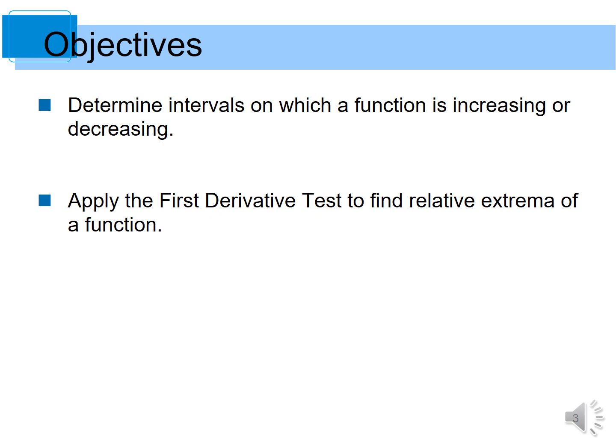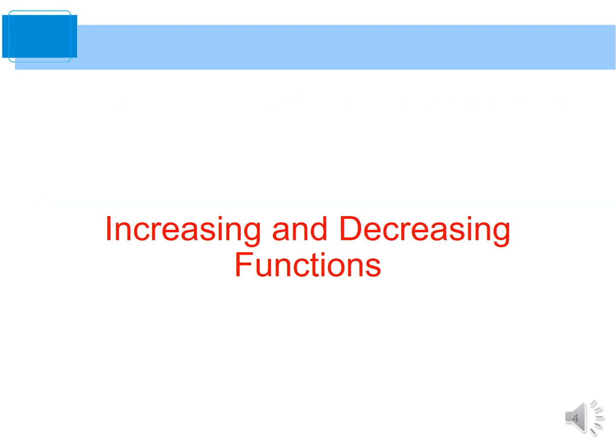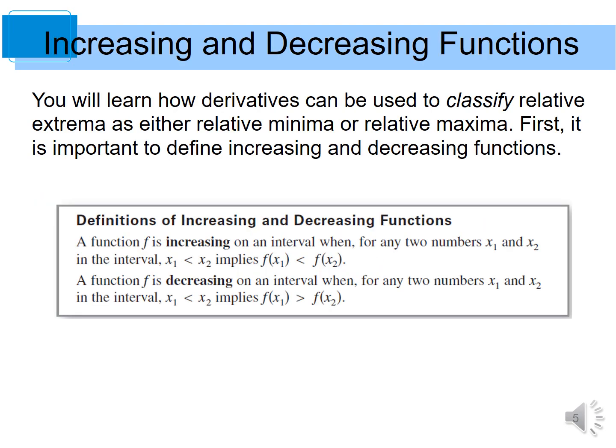There are two objectives in this section. First, determine intervals on which a function is increasing or decreasing. Apply the first derivative test to find relative extrema of a function. You will learn how derivative can be used to classify relative extrema as either relative minima or relative maxima.